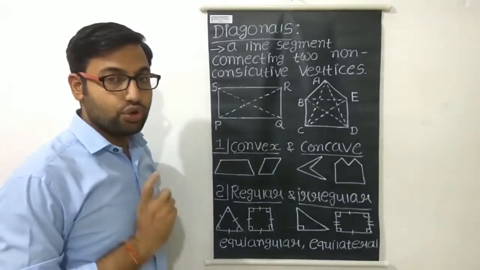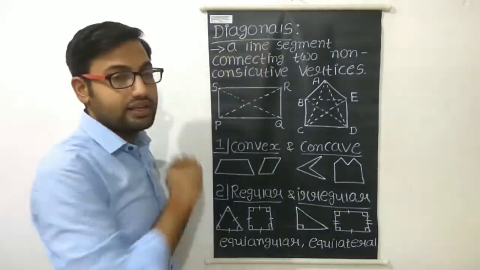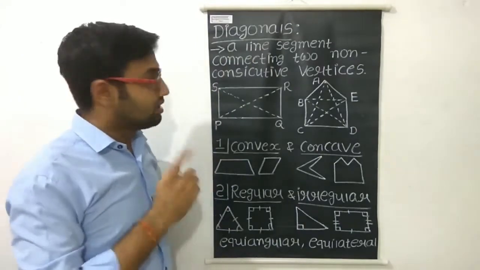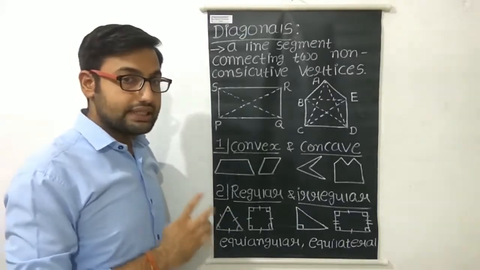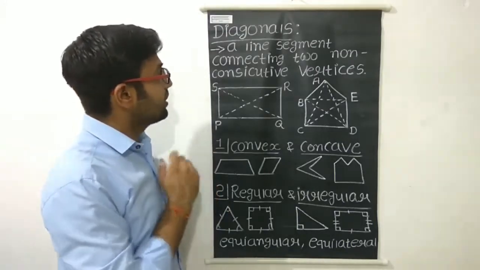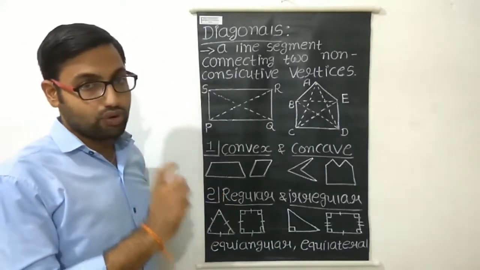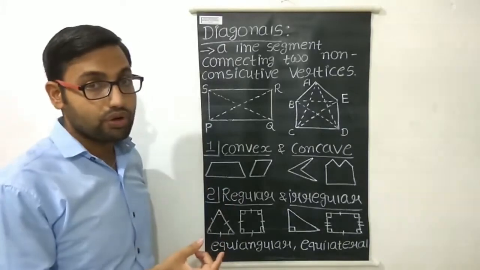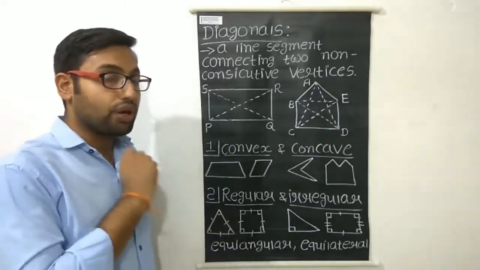Hello students, today we will study the next topic, that is diagonals. This is a topic of standard 8, chapter number 3, understanding quadrilaterals. Okay, so what is a diagonal? Now we know what a closed figure is and what a polygon is. This terminology, diagonal, is related to the polygon.